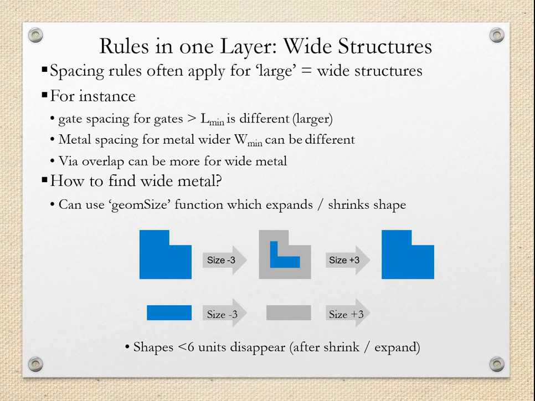Then rules in one layer, that is for wide structures. Spacing rules often apply for large, that is wide, structures. For instance, the gate spacing should be greater than L minimum for different or larger size gates. Metal spacing for wider metal is W minimum, and that can be different. Via overlap can be more for wide metal. So how do we find the wide metal? We can use the geom size function, which expands or shrinks the shape.